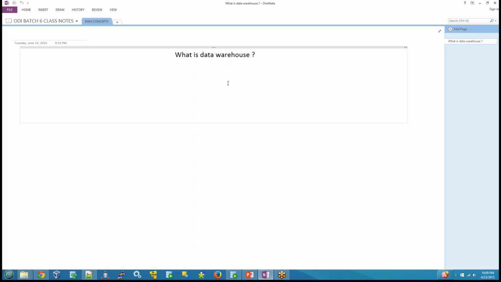So does anybody have any idea what is a data warehouse? What is a general warehouse? The place where we keep and store our goods. The place where we store the goods. Yes, where we store.